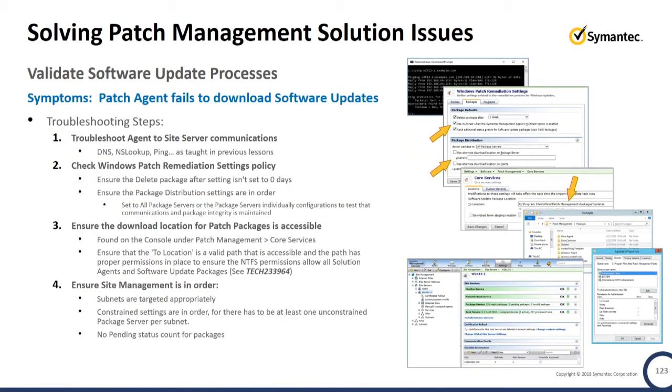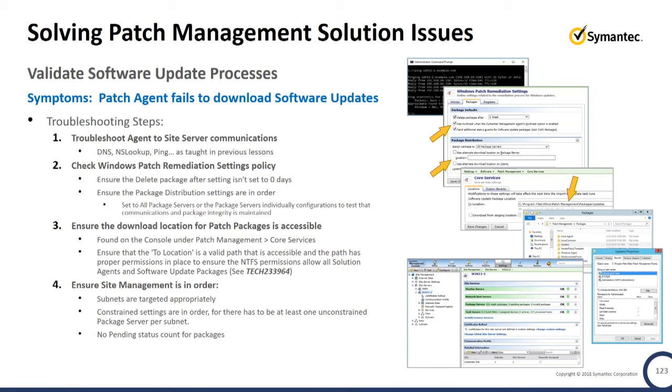Okay, if it fails to download the software updates, we're starting to deal with some pretty obvious stuff at this point, right? So we're going to troubleshoot the agent to site server communications, make sure they're talking. Check the patch remediation settings policy again, right? Make sure that it's set properly. Ensure that the delete package after setting is not set to 0 days. If you ever set it to that, it gets the patch and then it disappears, right? Always make sure it's greater than 0.